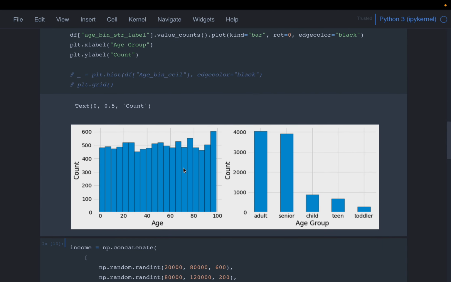Okay. Now this is the raw data. So this is some 10,000 customers data, the ages we have, and here we are looking at the histogram. Now we have transformed this data into these 5 groups: adults, seniors, child, teen, and toddler.